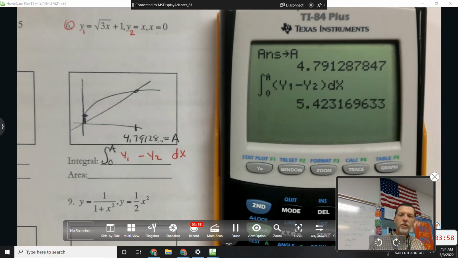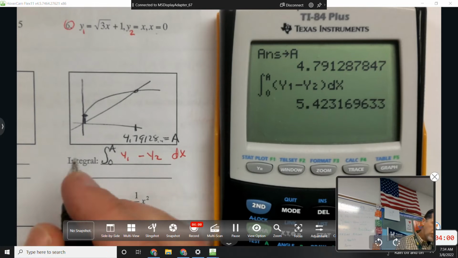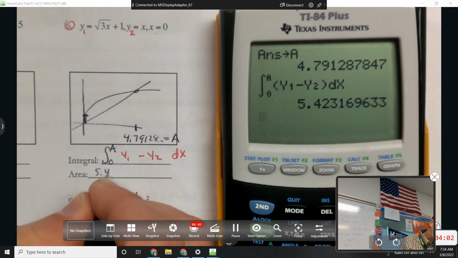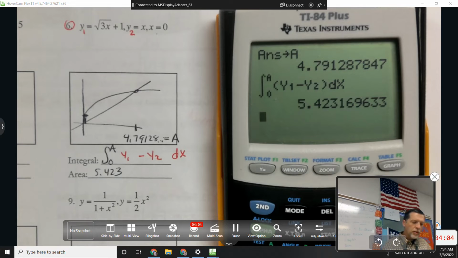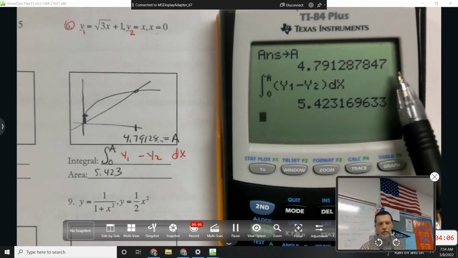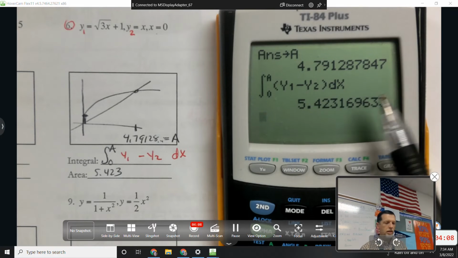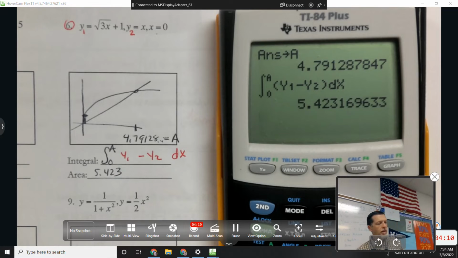Have to think for a little bit on that one. 5.423. And that should be accurate to 3 decimals because A was accurate to 8 or 10 decimals. So I'm not worried about that answer. I'm not worried about me having rounded anywhere.